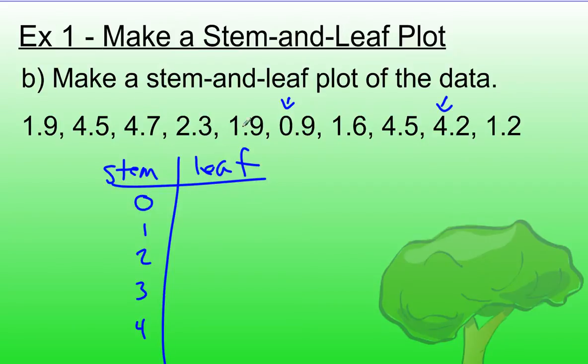Now you start adding leaves. So 0, 9. I'm going to try to do this a little bit strategically. So this 1, 9, I'm going to put the 9 out here in case I need to fit some other numbers in between. 45, 47, 23. There's another 19. And a 16.